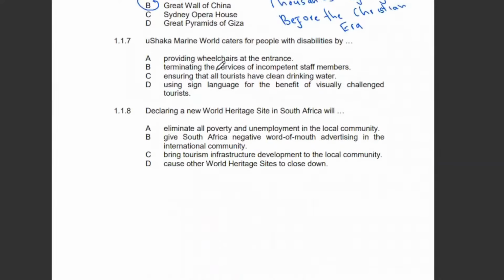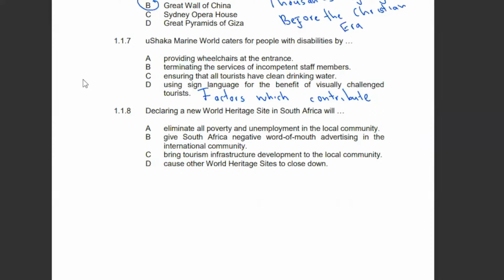1.1.7. Ushaka Marine World caters for people with disabilities by. This question actually falls under the factors which contribute to the success of a tourist destination. So we do have 8 factors which contribute to the success of a tourist destination. So out of the options which we are given, we are supposed to choose one which matches the catering of people with disabilities.